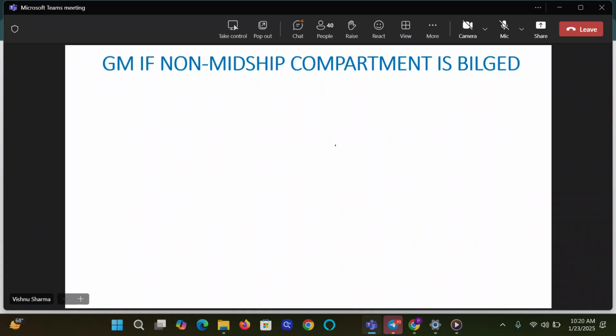And that is what this particular slide is talking about. Calculation of the GM if a non-midship compartment is bilged. Guys, there's no difference. It's only a question of being aware of it. Guys, ship stability has three components. One is the static stability, the other longitudinal, and transverse.